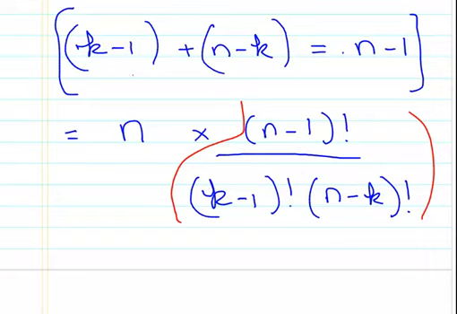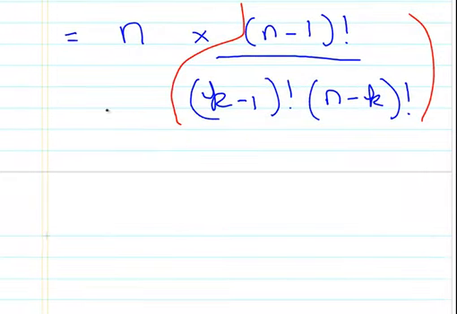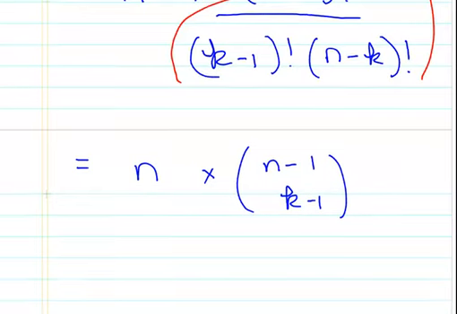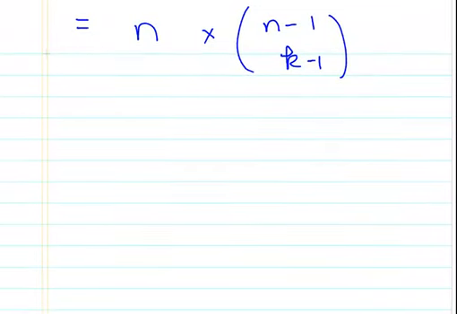And this part here can be written as n times n minus 1, choose k minus 1. From n minus 1, choose k minus 1. So that's a good bit of work there. Now it's not immediately clear why we've done that, but bear with me.